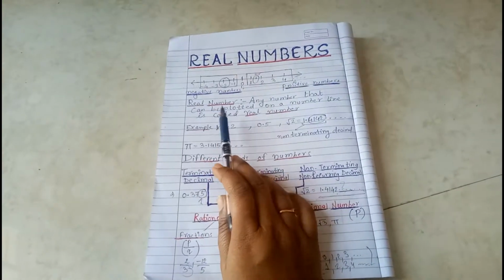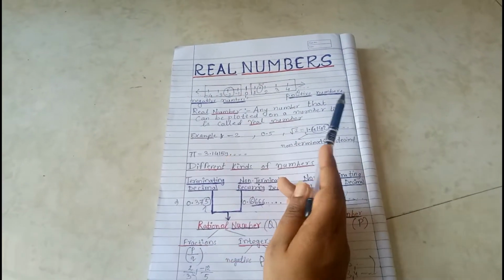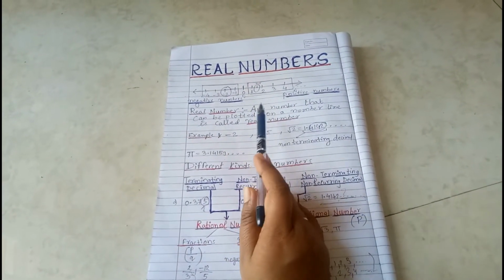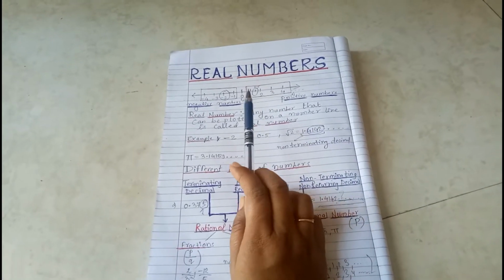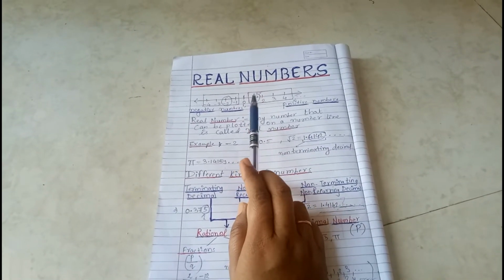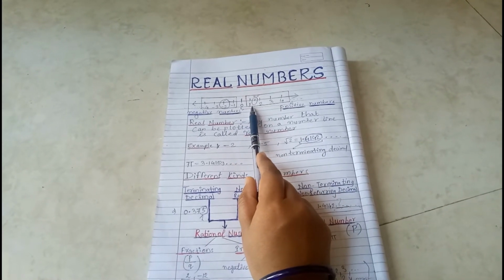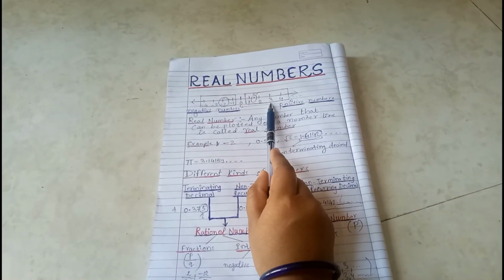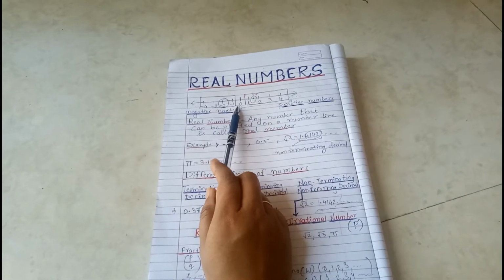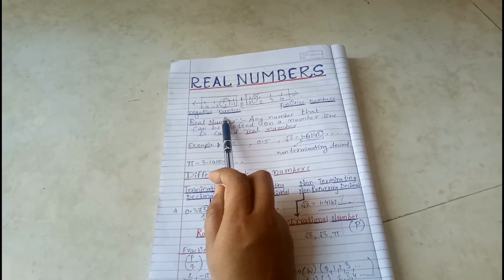Hi friends, again this is my new video on real numbers, which is basically for 10th class, you can say. Before starting with real numbers, you need to understand the number line. Here, right side of 0 you find positive integers, and left side of 0 you will get negative numbers.